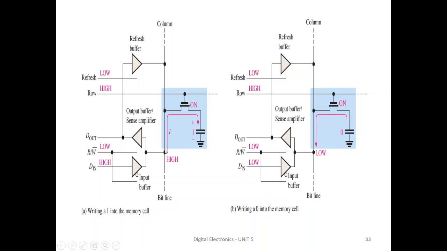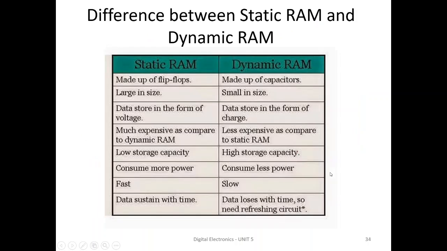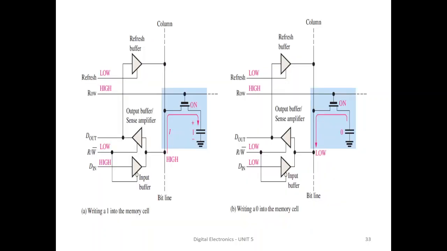A 1 will be present if a high is present, because the transistor is on and I'm storing charge in the capacitor. And if it is a 0 here, my capacitor is not going to get charged, and it is getting discharged. So a 0 will be present in this capacitor. In this way, data will be stored in a dynamic RAM.